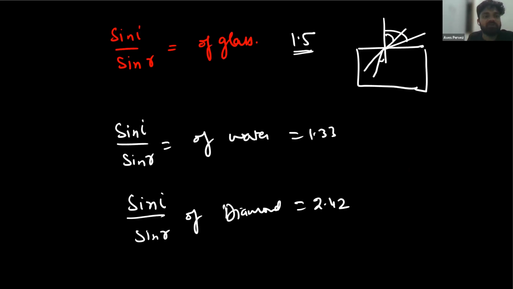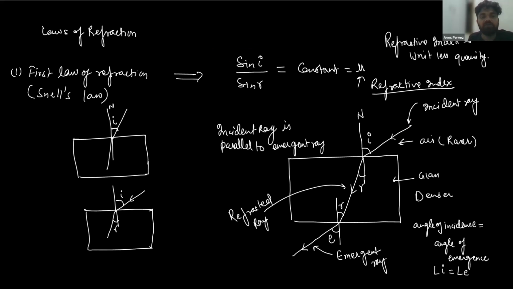Okay, so note it down. This is the first law of refraction, and the second law is what I have explained: the incident ray, the refracted ray, and the normal lie in the same plane. So please note it down. The second law of refraction is Snell's law, and that is sine I by sine R is equal to a constant, and that is called the refractive index.